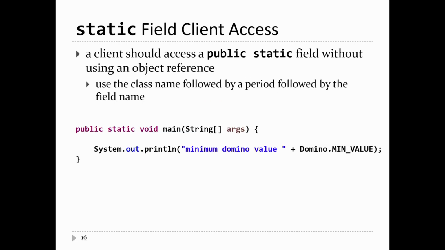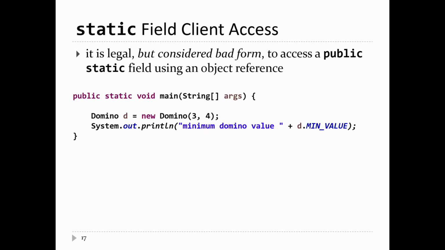Okay, so if you decide to use a static field at any point, you should access the field using the name of the class and not the name of an object. So if you want to know what the minimum domino value is, you can just write capital D Domino.minValue, just like I showed you earlier in the course. Unfortunately, the language allows you to use an object reference to access static fields. It's unfortunate because it's confusing when you read code that does this. So here I make a domino object, and it doesn't matter what the values of 3 and 4 are. I can then access min value using the name d instead of using the class name Domino. So this is perfectly legal.